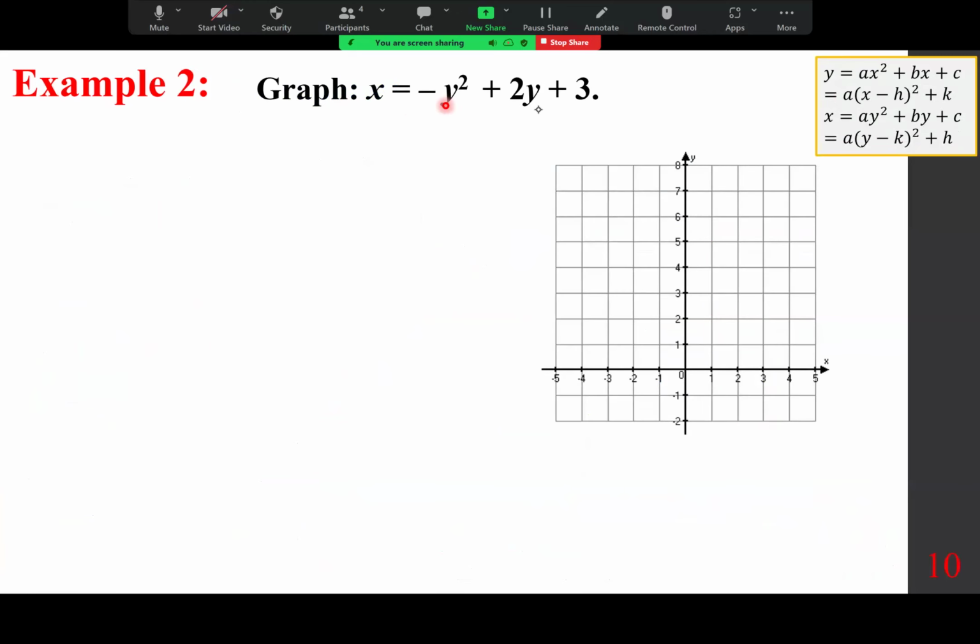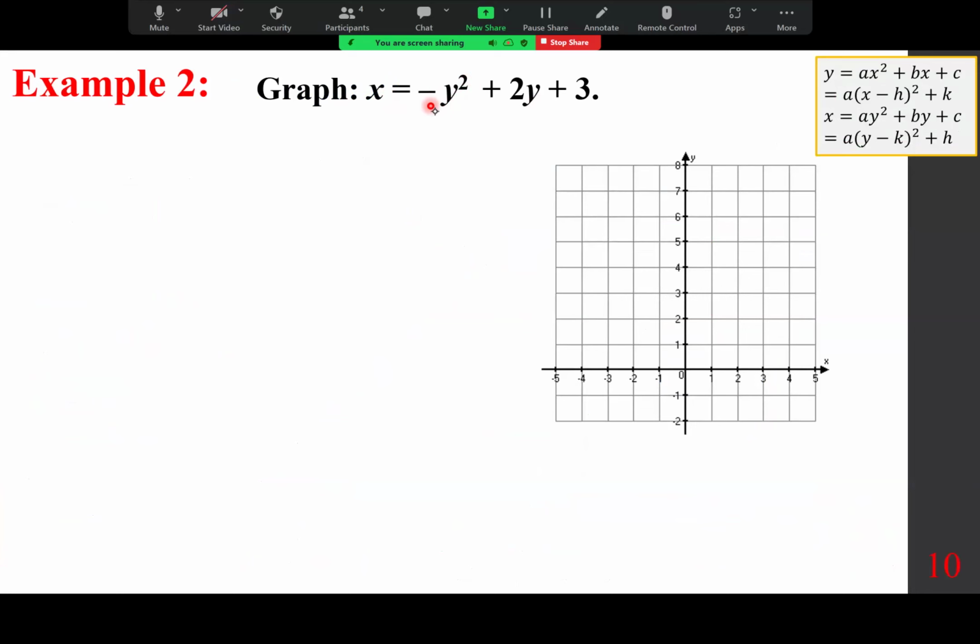We want to graph x equals minus y squared plus 2y plus 3. Right away, you should recognize this is quadratic with respect to y. That means it opens sideways. A is -1, which makes it open to the left. So just to give you an idea.